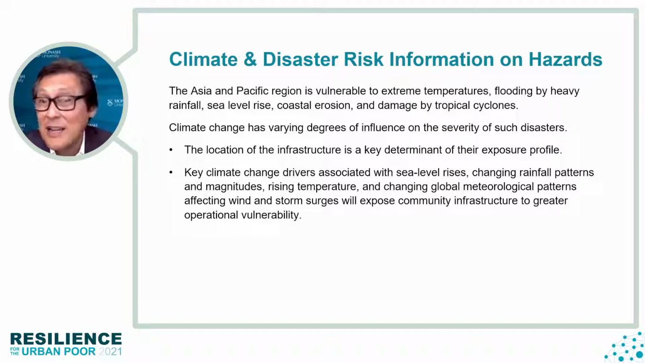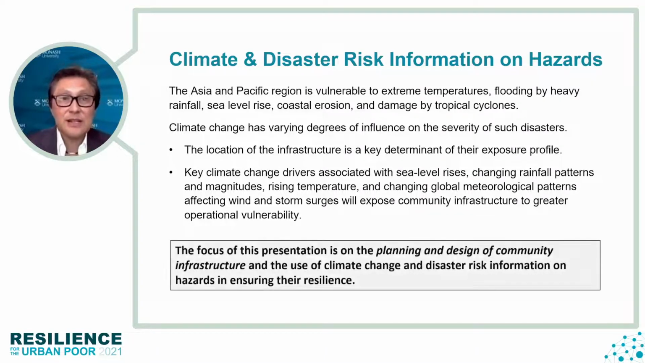The key climate change drivers, climate drivers if you like, are associated with sea level rise, changing rainfall patterns and magnitudes, rising temperature, and broadly the changing of meteorological patterns that may create more cyclones in the environment, creating damaging winds and storm surges that expose community infrastructure to a greater operational vulnerability. Now, you will find that as I present this talk, I am moving to looking at the vulnerability of the infrastructure itself and its capacity to protect the urban poor. Okay, so the notion of operational vulnerability and structural integrity comes into consideration. So the focus of this presentation is really on the planning and design of community infrastructure, some of those things that you've highlighted in there, and the use of climate change and disaster risk information on hazards in ensuring their resilience.